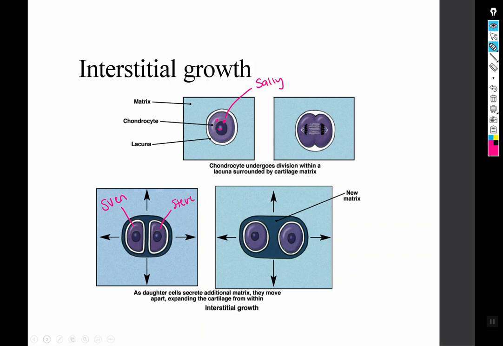They're going to start building a wall between them and adding new matrix around them, which eventually pushes them further apart. So let's pretend like Sven and Steve are brothers, but they don't like each other very much. So they're going to add wall between them so that they can move further apart. If all of the isogenous cell clusters in some cartilage are doing this and adding matrix between each other, but also between adjacent cell clusters, that expands the tissue in general. So both appositional and interstitial growth are important.